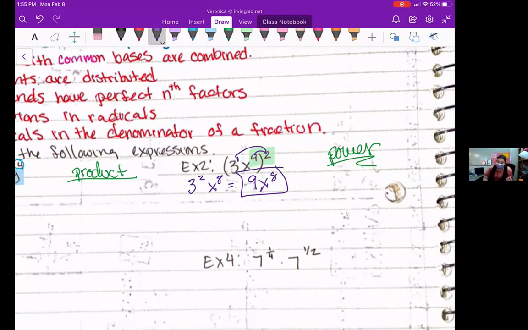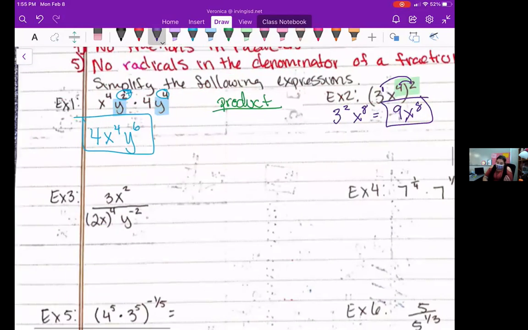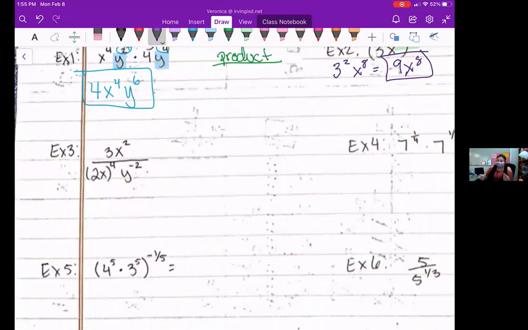All right, next one. Example 3. Okay, I'm gonna give y'all about 30 seconds to think about what laws y'all see. Go. Type any law you see. Type all the laws you see.